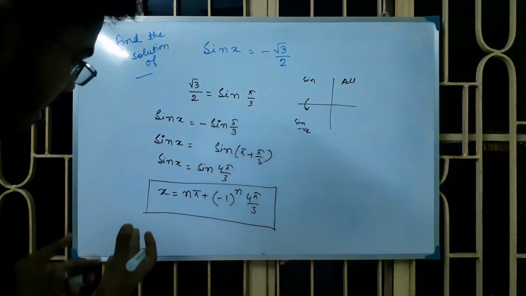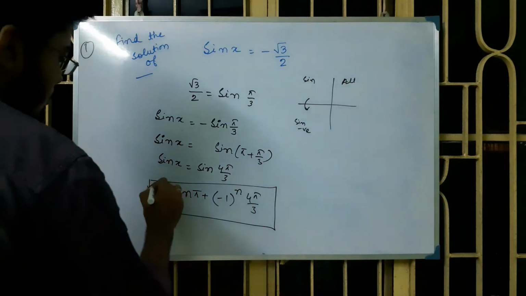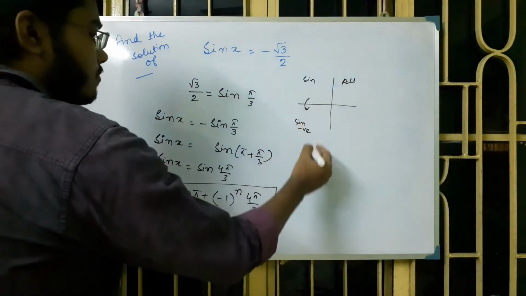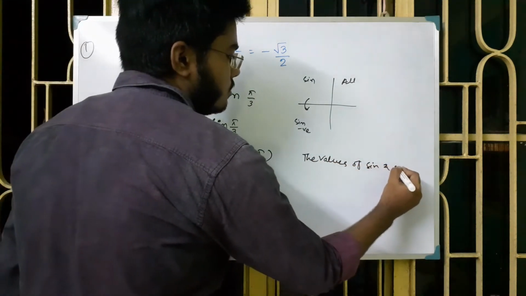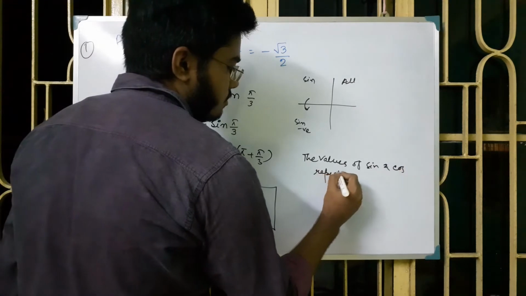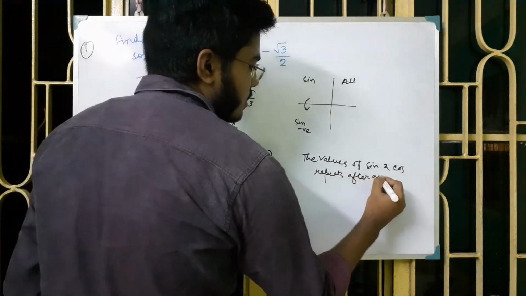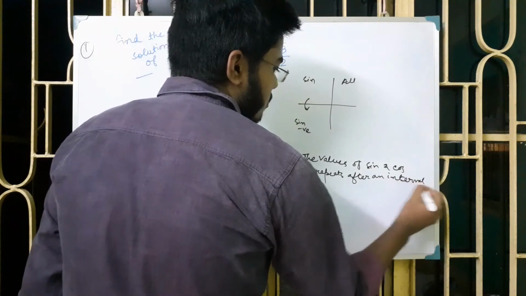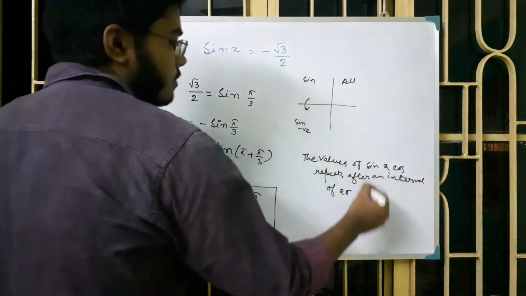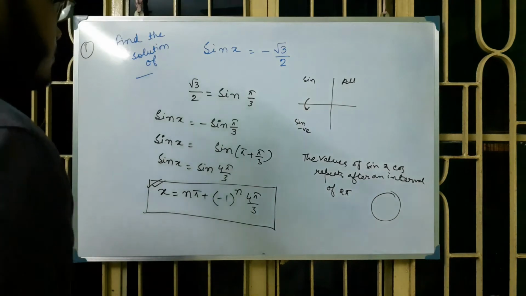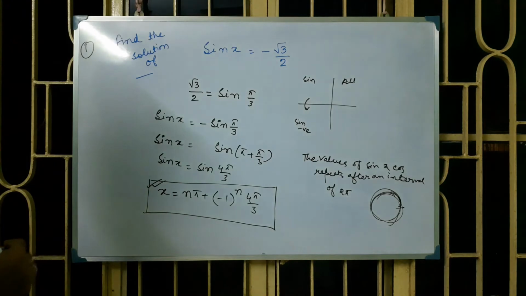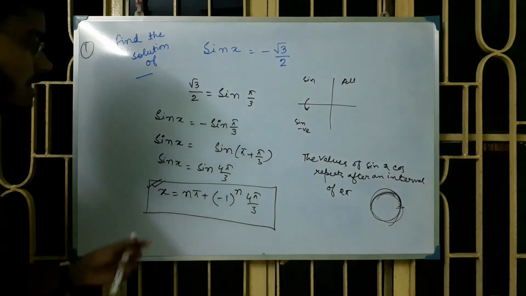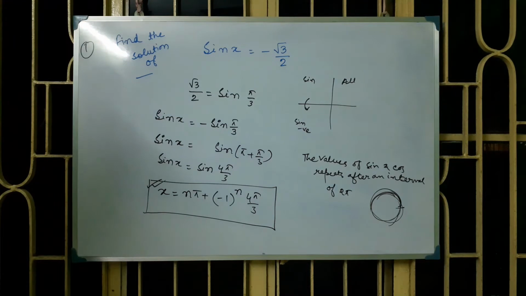You can use any value, as the values of sine and cos repeat after an interval of 2 pi. That is a circle, so we are repeating again and again. So that's it. Now just write it down, and we'll find the solution of another equation.